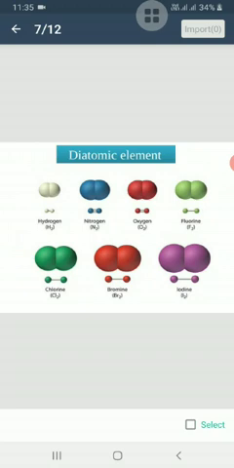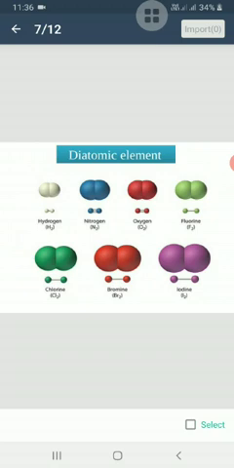Why is it so? Because they have one valence electron in their outermost shell and they have to complete their valency. So they can't exist monoatomically. So they make a bond with another atom of the same kind and exist diatomically.